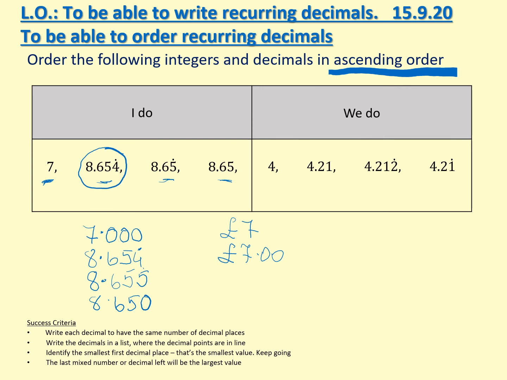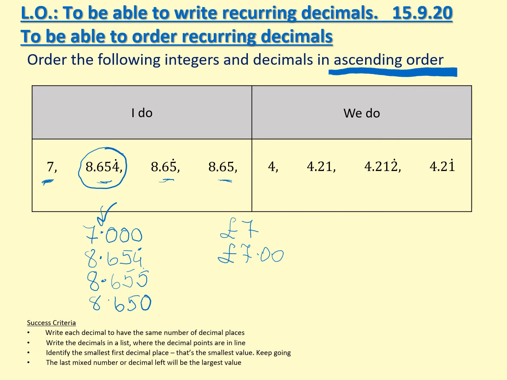So we've done the first one. Write each decimal, first success criteria, write each decimal to have the same number of decimal places. We've done the second one as well. So we wrote the decimals in a list where the decimal points are in line. Yeah, we can see they are in line. So now we have to identify the smallest.